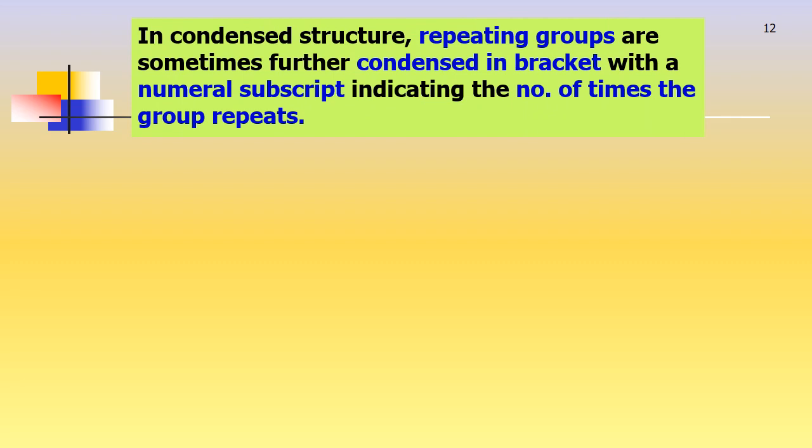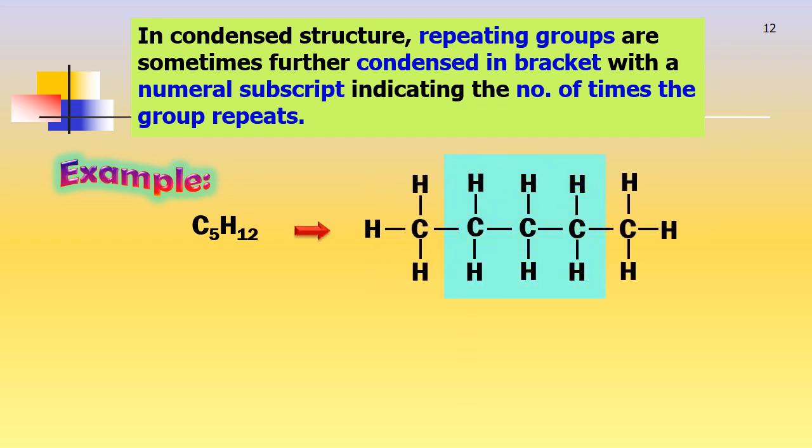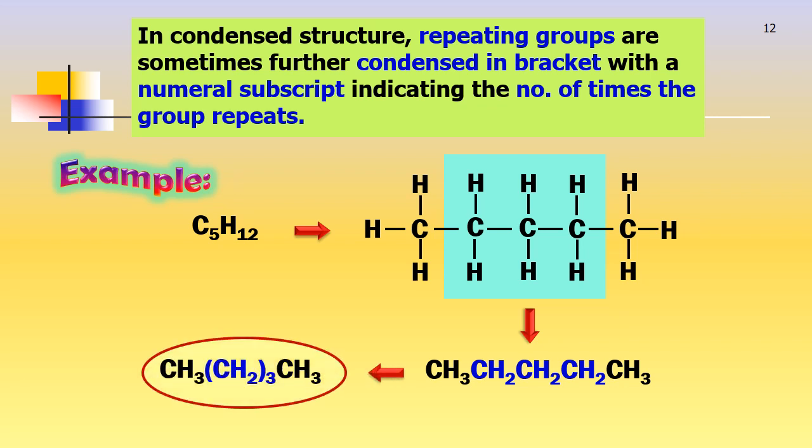In condensed structure, repeating groups are sometimes further condensed in bracket with a numeral subscript indicating the number of times the group repeats. Let's take a look at the example of the compound C5H12. There are three repeating CH2 groups, which can further be condensed in bracket.